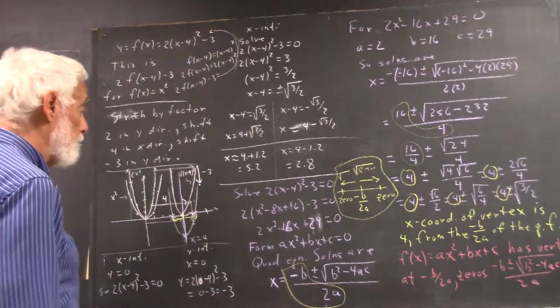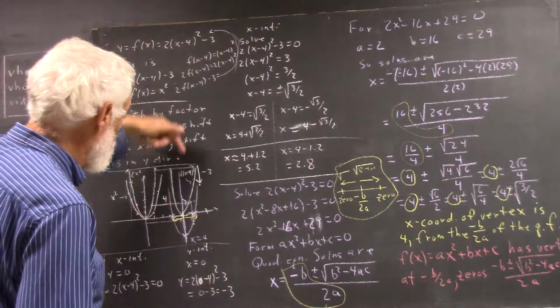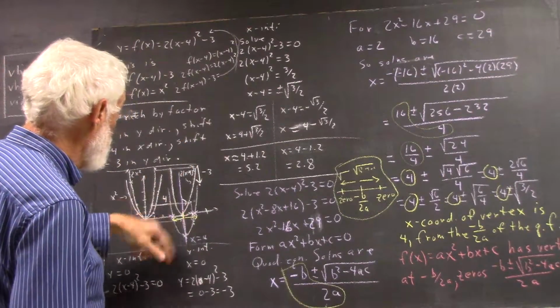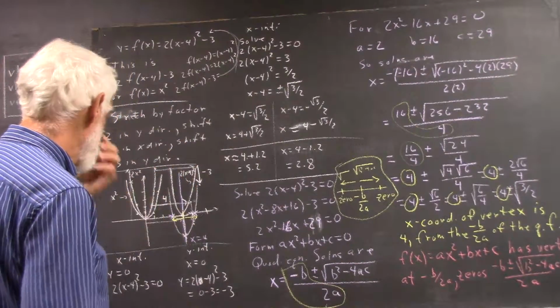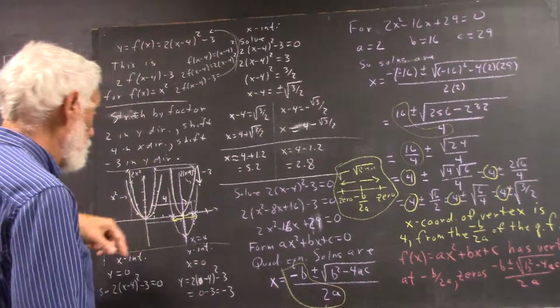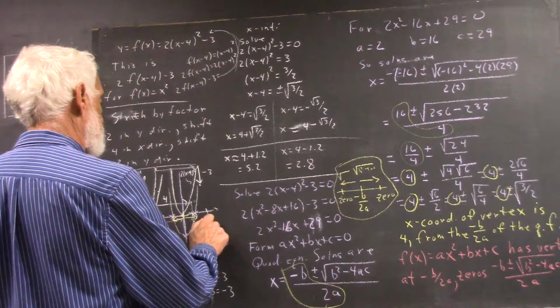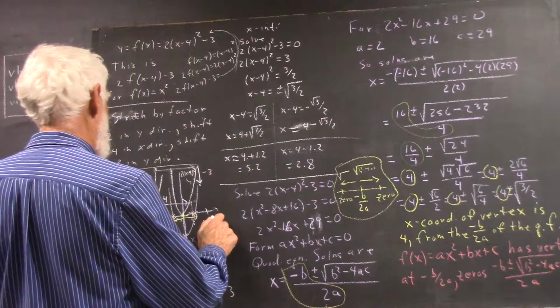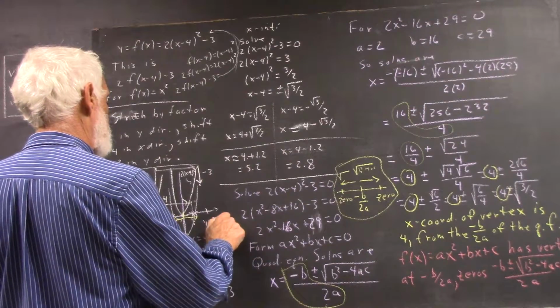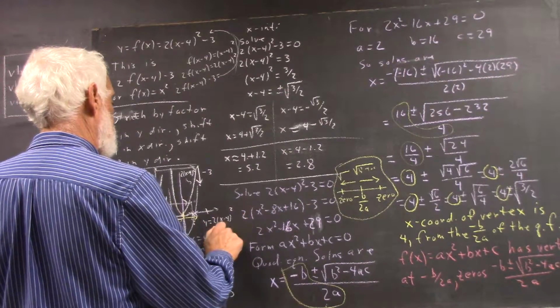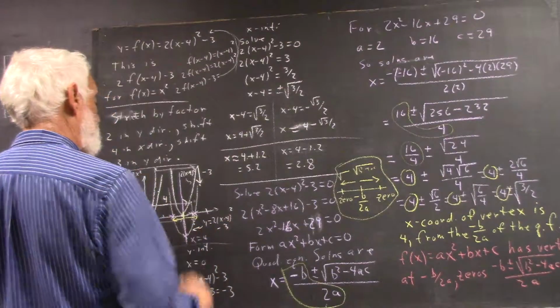That's this graph. And then we do the negative 3. It means we move down 3 units. Every point of this graph moves down 3 units to give us the point of this final graph. And this is a graph of y equals 2 times the quantity x minus 4 squared, minus 3.